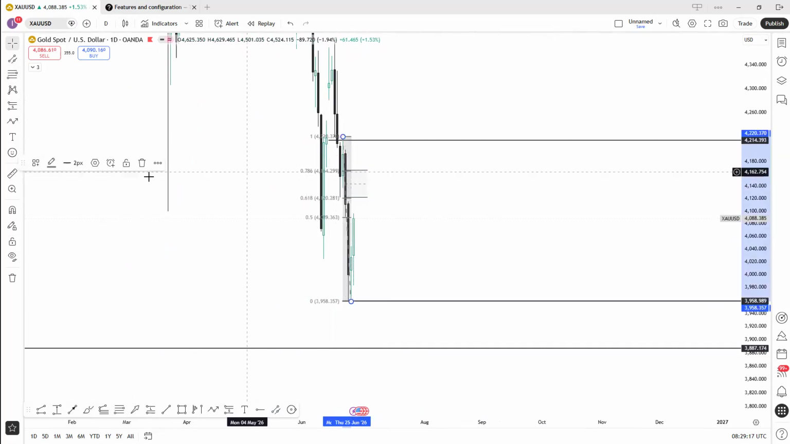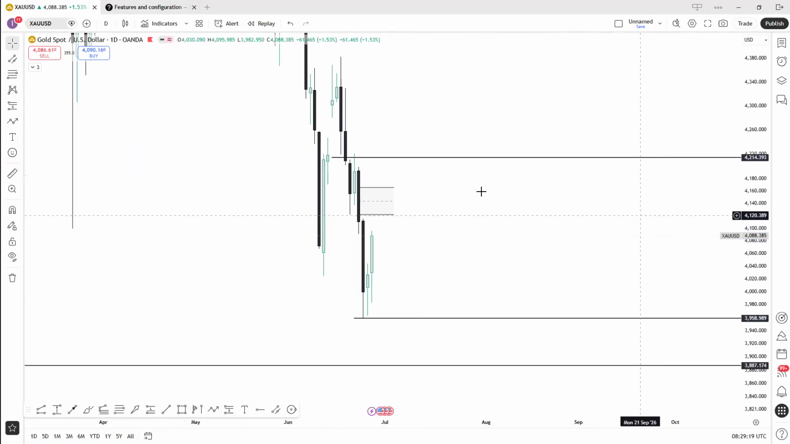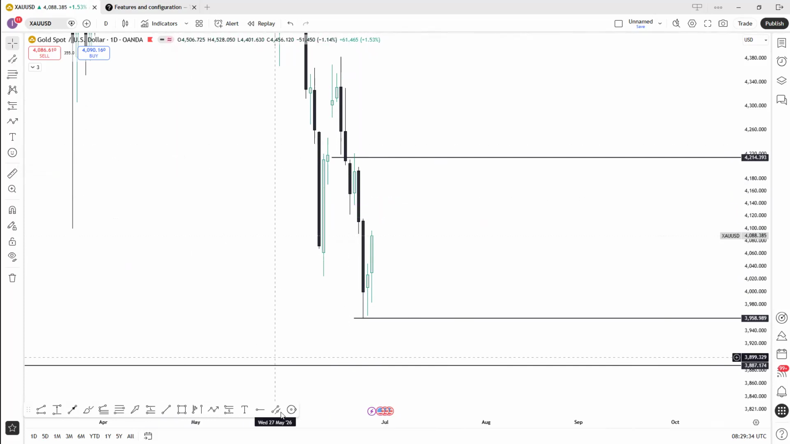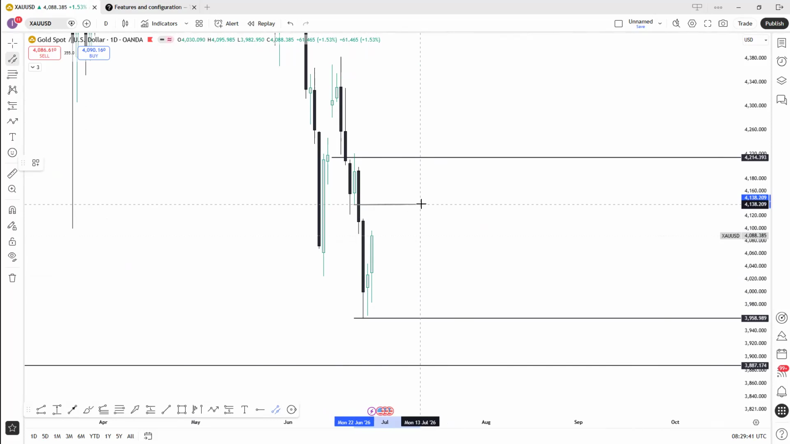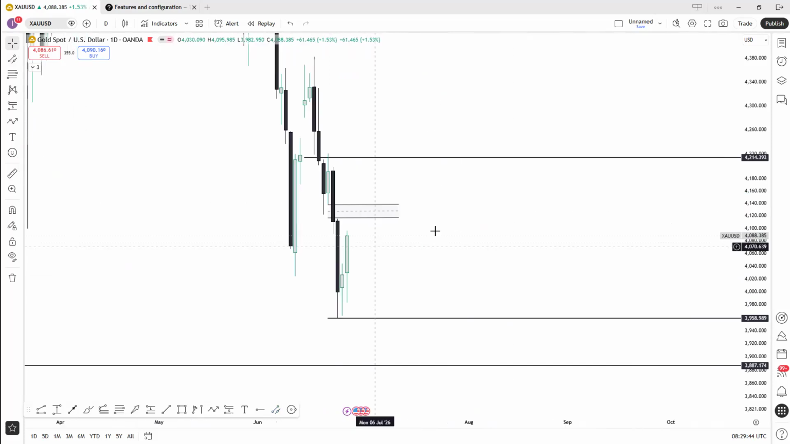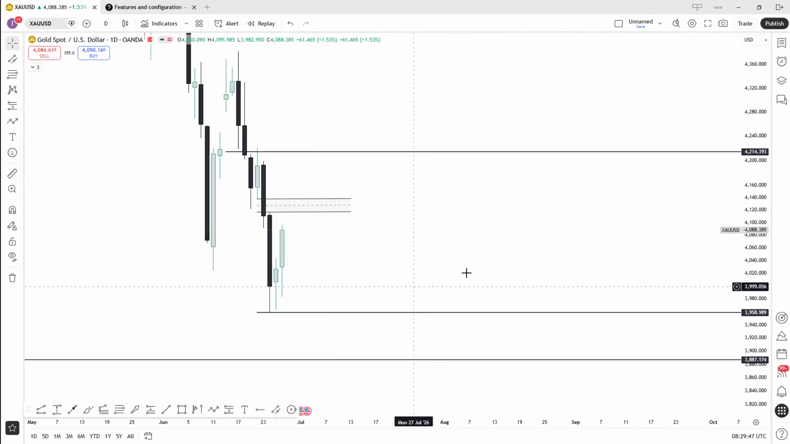Let's remove this Fibonacci so you can see it very well. On the optimal entry, we have a supply zone plus a fair value gap on the higher time frame. So we have multiple points of interest, multiple confluences around this area, so we can be confident finding short positions around this area.